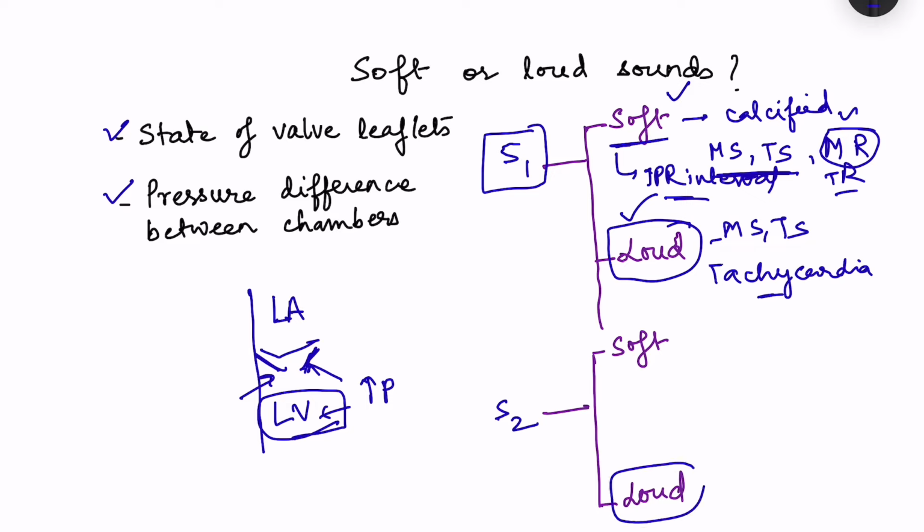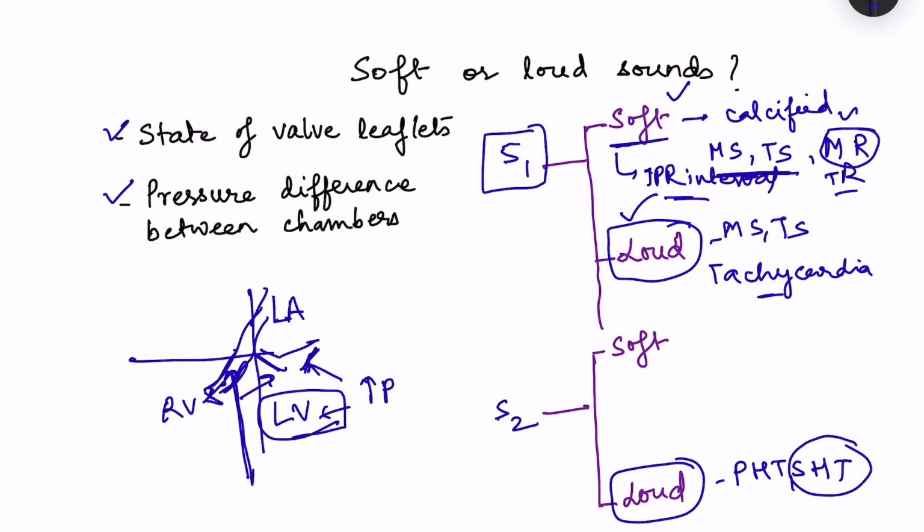Loud S2 occurs in pulmonary hypertension and systemic hypertension. Why? Suppose this is the right ventricle, and this is the vessel which is going out. If the pressure in the pulmonary artery is much more, then again it will just shut the semilunar valve with more force, so we get loud S2 in pulmonary hypertension and systemic hypertension. The same thing is happening on the left side. The pressure in the aorta is much more, so it is shutting the valve with much force.